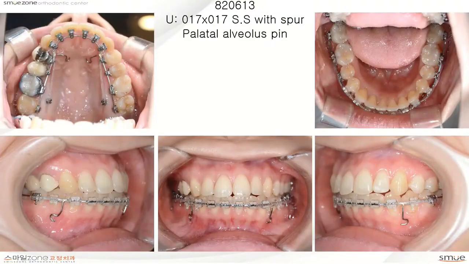And with some retraction, full retraction was done to give a better aesthetic profile.